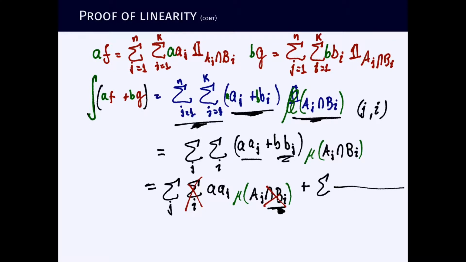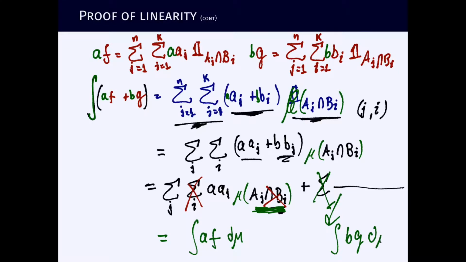But this still works because we're just decomposing Aj as the disjoint union of the Aj intersected by all the Bi's, so we can compute the sum. And this is just the integral of af. And this part we do exactly the same thing, but we'll be canceling the sum over j rather than the sum over i, and this will be the integral of bg dmu. So this is how we prove that the integral is linear. This is how we prove that expectation is linear as well. And well, this rather long and tiring video lecture is finished.